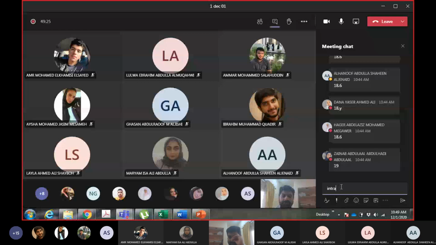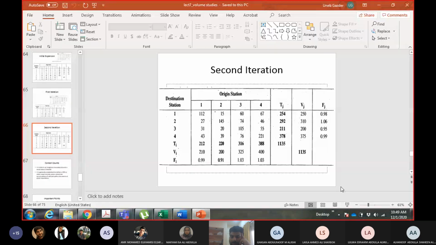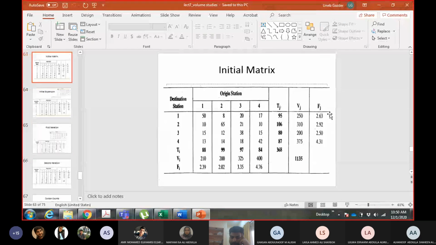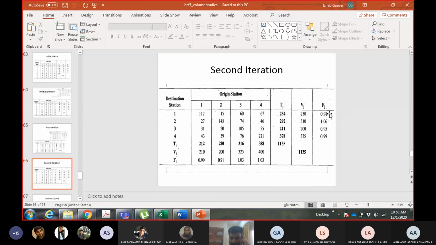Secondly, if you compare the factor which you got for the first row in each iteration, this factor is getting closer to 1. For example, the factor initial value was 2.63. Next iteration 0.94, next iteration 0.97, the last value 0.98. Same row in each column. So each time you perform the iteration, all the factors keep getting closer to 1. I told you, 1 is the perfect value.